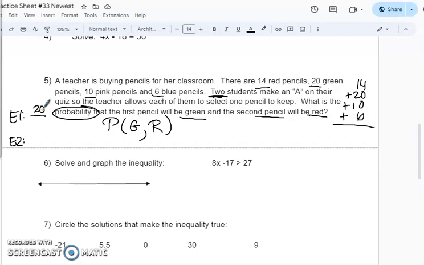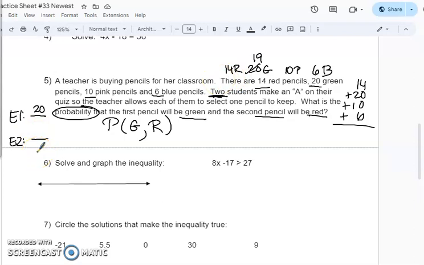Okay? So, I don't know if you remember when we used to do this. 14 red, 20 green, 10 pink, 6 blue. Hopefully that looks familiar. Okay, so we reach in, we take out a green. That means there are 19 left. So now you need a new total. And then you want however many are red. Well, it tells us how many are red. That goes on top. This fraction will not simplify.